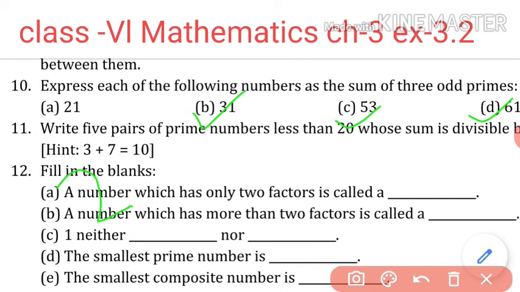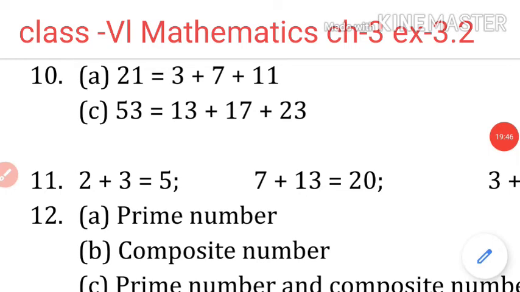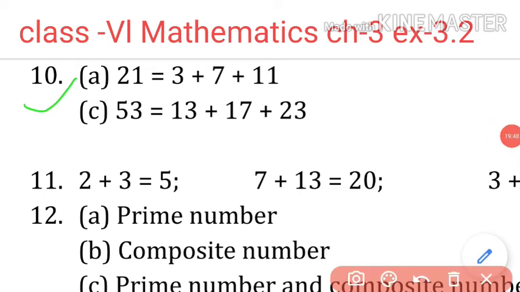It should be odd and also prime. Now you cannot use 2. Okay. 2 is not odd, 2 is what? Even. You cannot use 2. You have to write only odd primes. It should be odd and also prime.